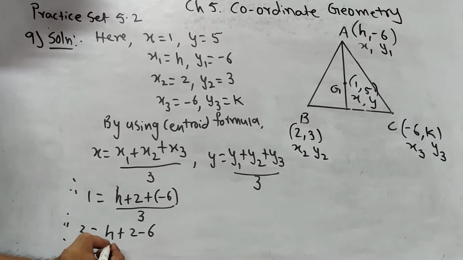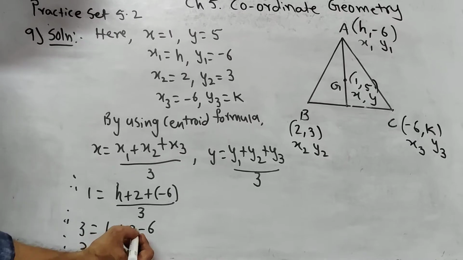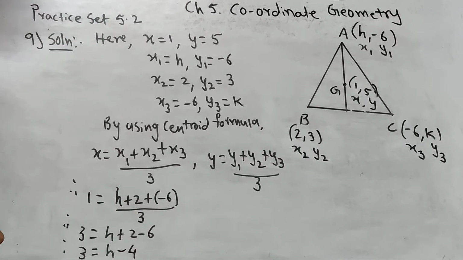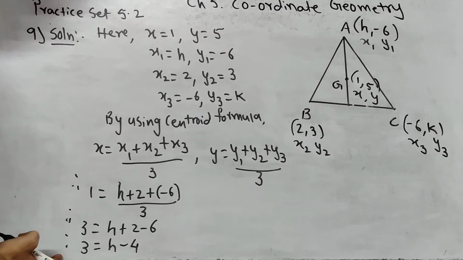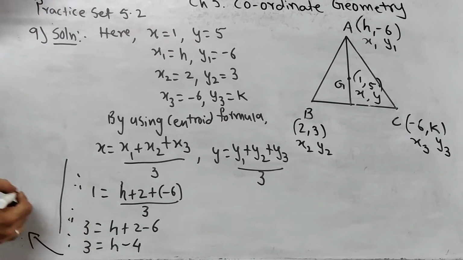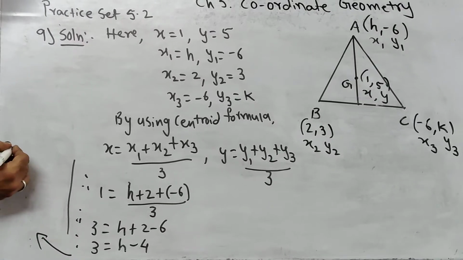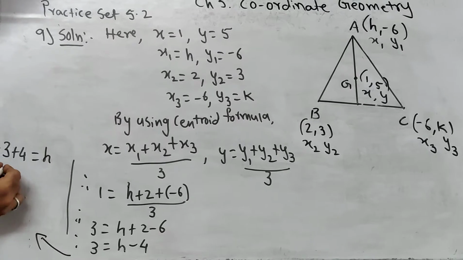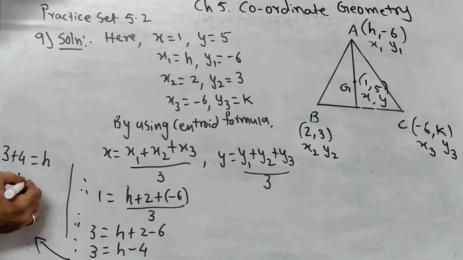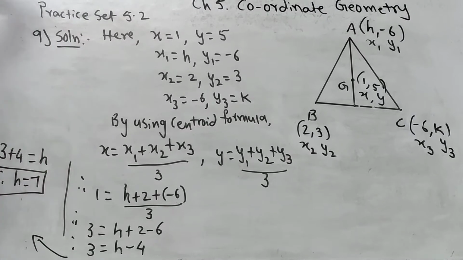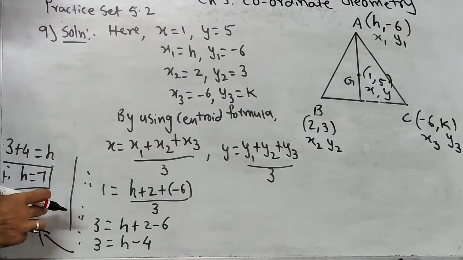3 is equal to h minus 4. Minus 4 will come here, becomes plus. So I am writing here, 3 plus 4 is equal to h, and therefore h is equal to 7. 3 plus 4 is 7. So very easily you got this h also.